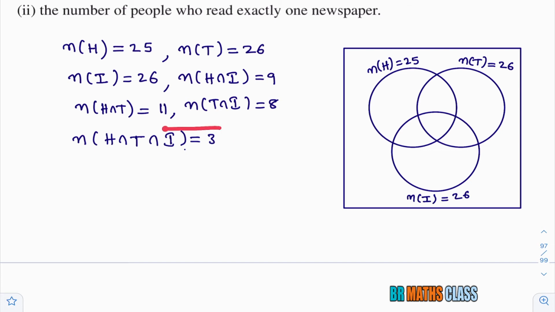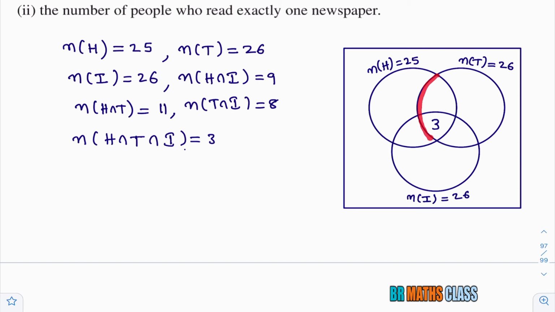This is very important. H intersection T intersection I is 3. In this zone it is there. I hope you can see this. This is the zone in which all 3 newspapers are there. 3 read all newspapers, right? Okay. Now you observe this zone.